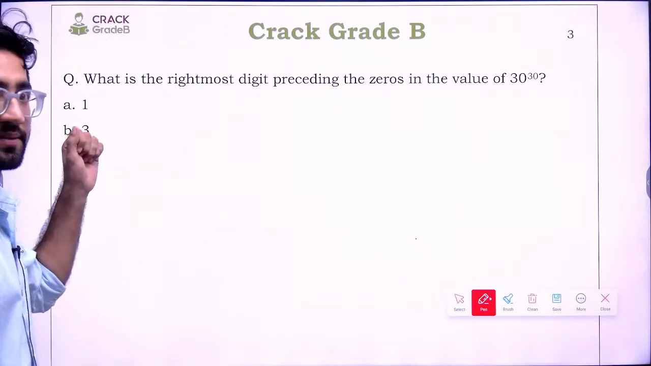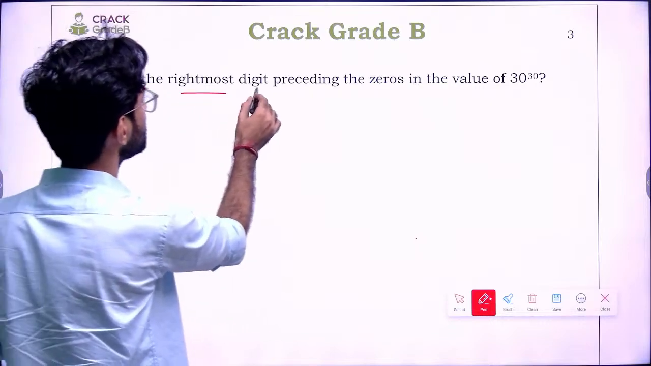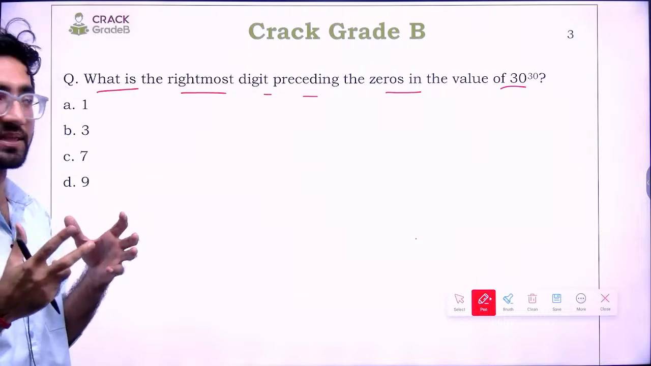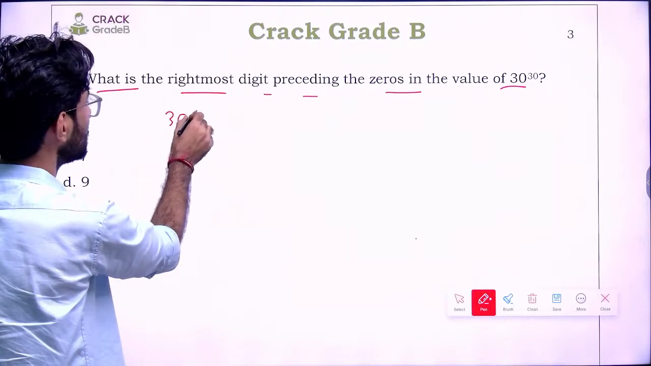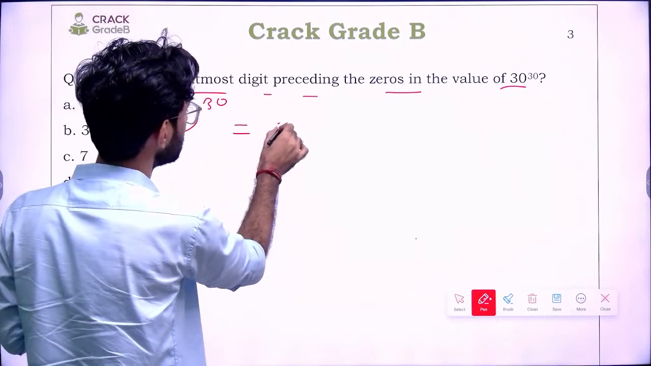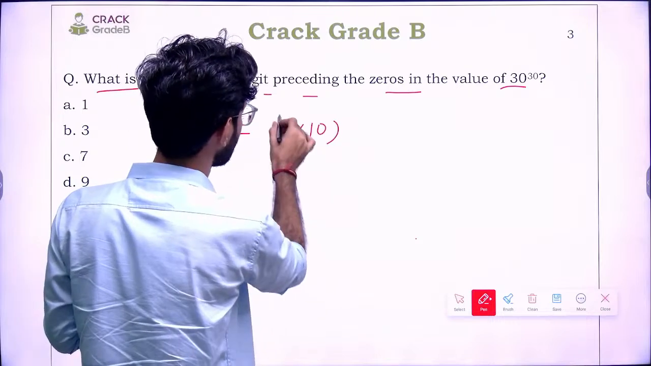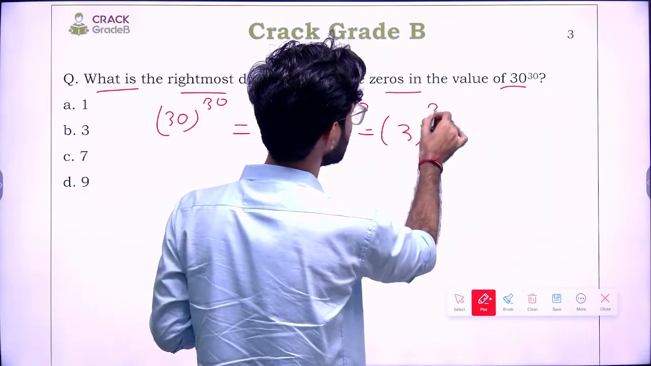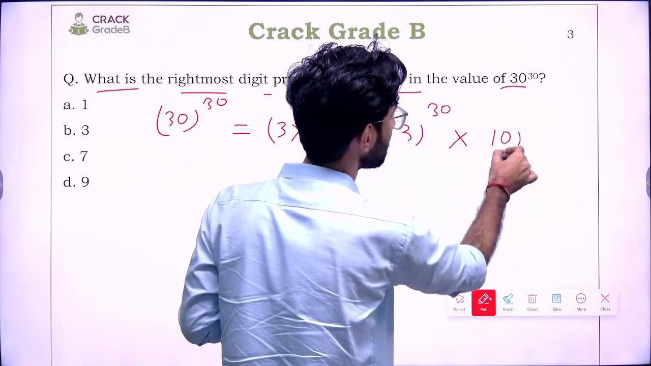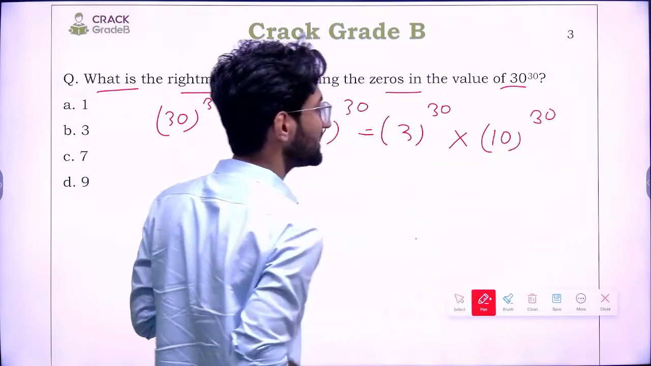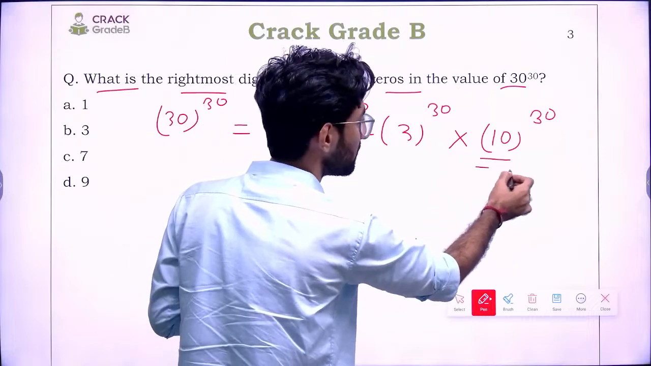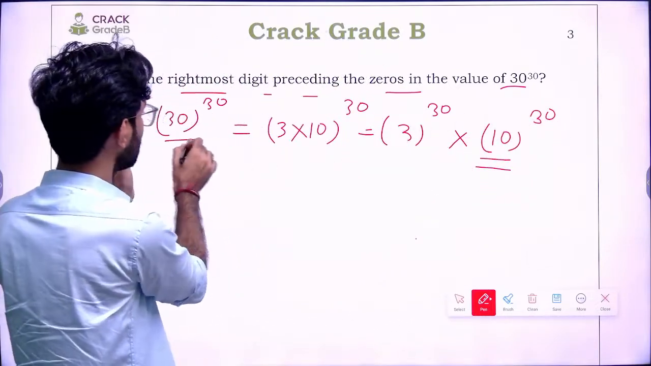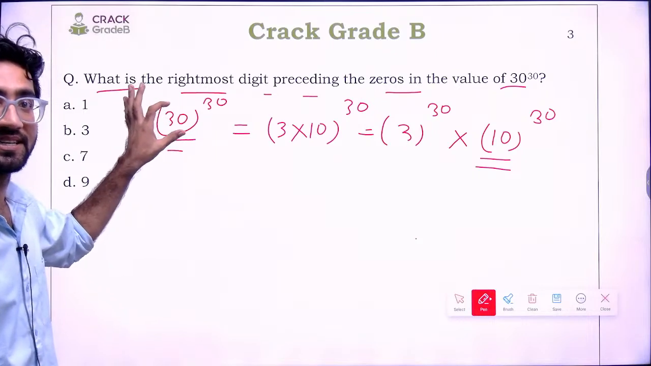Let us look at this question. What is the rightmost digit preceding the zeros in the value of 30 to the power 30? We can write 30 to the power 30 is equal to 3 into 10 to the power 30, right? We can write it again as 3 to the power 30 into 10 to the power 30, right? So we can see that the value of 10 to the power 30 will only give zeros for the value of 30 to the power 30, right?